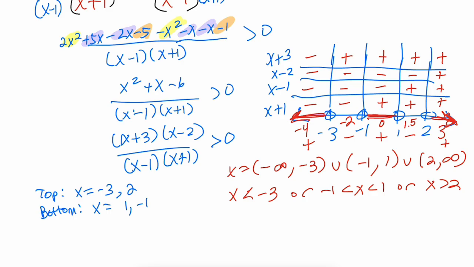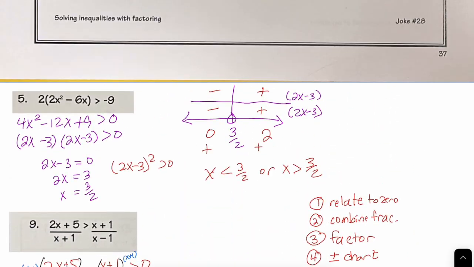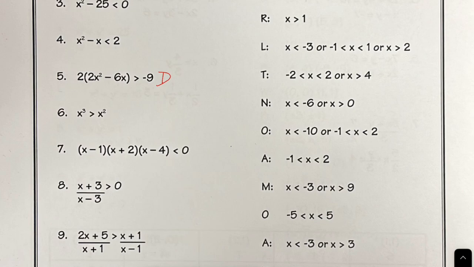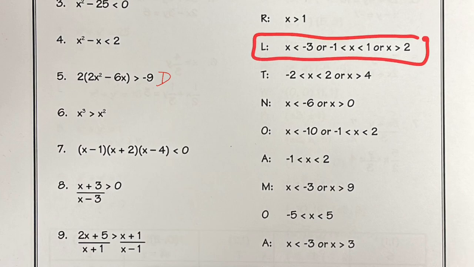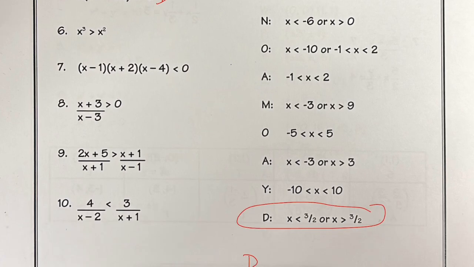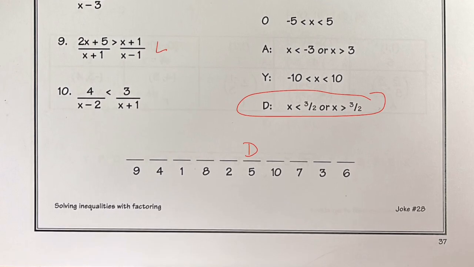Okay, so let's go back up and let's find the answer that matches 9. So you can see clearly right here, it has 3 regions: less than negative 3, greater than 2, between negative 1 and positive 1. So we have now used L for number 9. So we're going to go down to this, find number 9, and we are going to put an L.